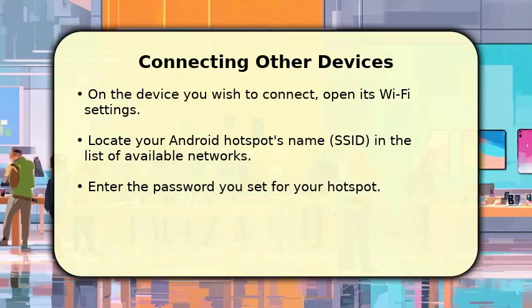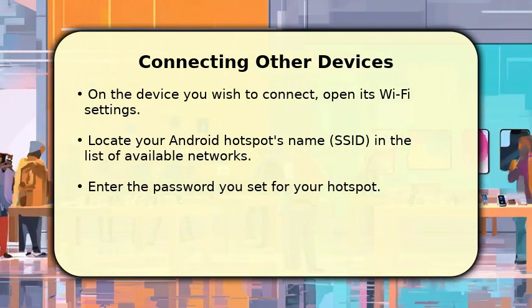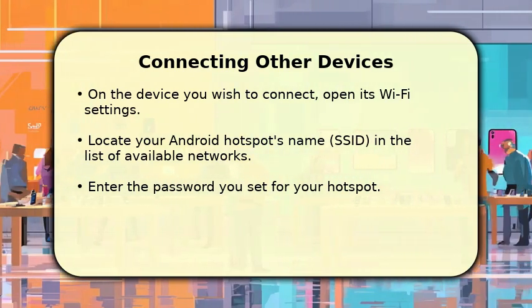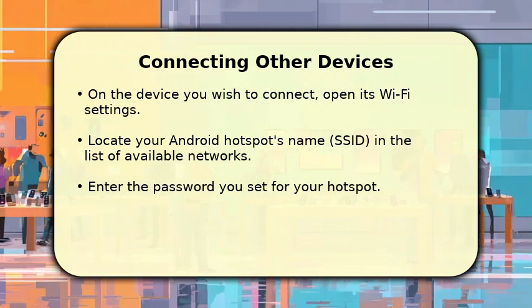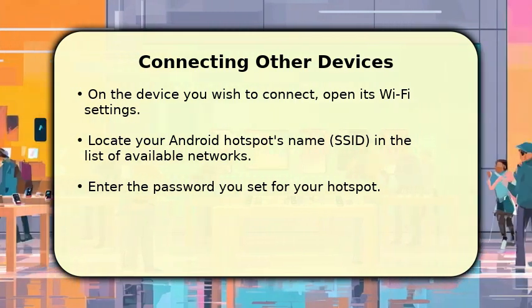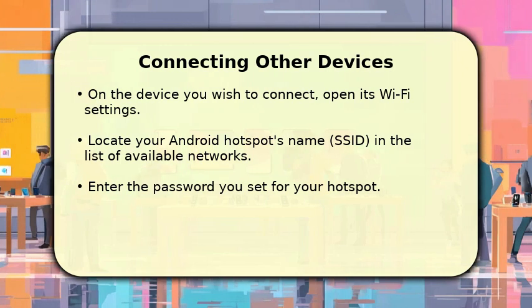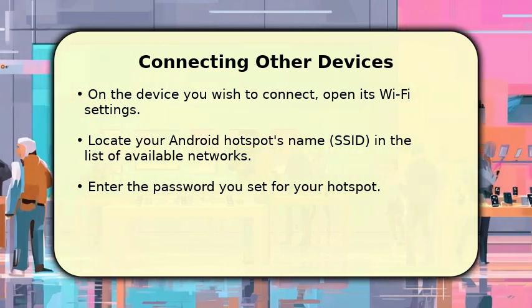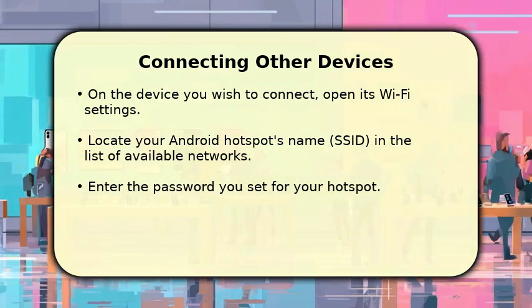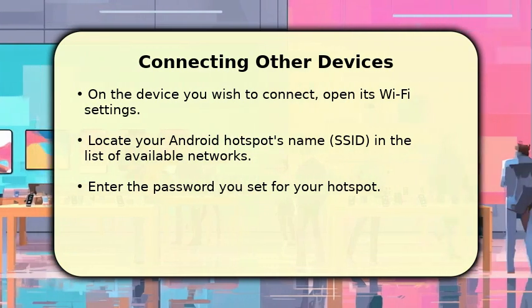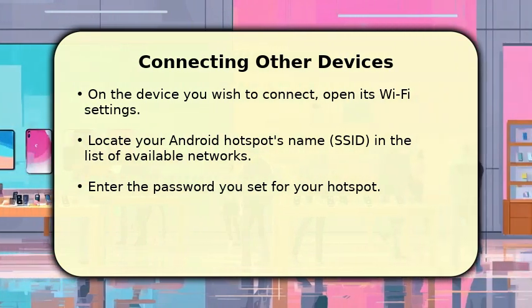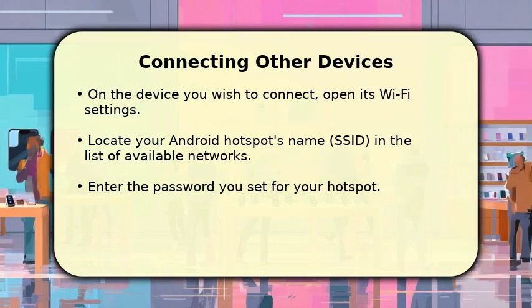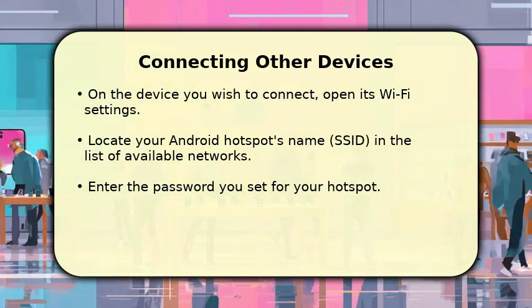With your hotspot configured, connecting other devices is straightforward. On the device you wish to connect, open its Wi-Fi settings. You'll then see a list of available networks. Locate your Android hotspot's name, also known as the SSID, among them. Tap on it, and when prompted, enter the password you previously set for your hotspot. Confirm the connection, and you're ready to share your internet access.